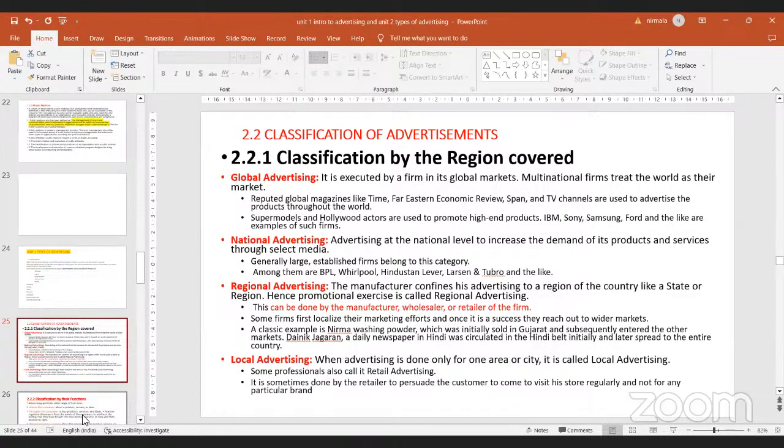Then when you see the classification by region, region is nothing but a geographical area where you are reaching your consumers, whether you are going for global advertising, national, regional, or local advertising. With the emergence of multinational companies or firms which are producing and offering different kinds of products and services, these MNCs go for the global market. They want to reach the global markets with advertising.